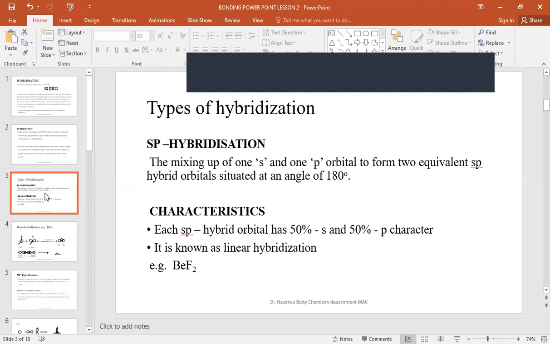Let us look at the types of hybridization. We have the sp hybridization. This is the mixing up of one s and one p orbital to form 2 equivalent sp hybrid orbitals situated at an angle of 180 degrees. When we look at the characteristics, each sp hybrid orbital has 50% s and 50% p character, resulting into a linear hybridization. An example is beryllium fluoride.